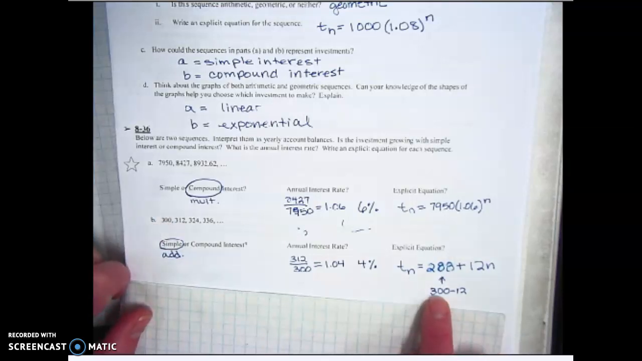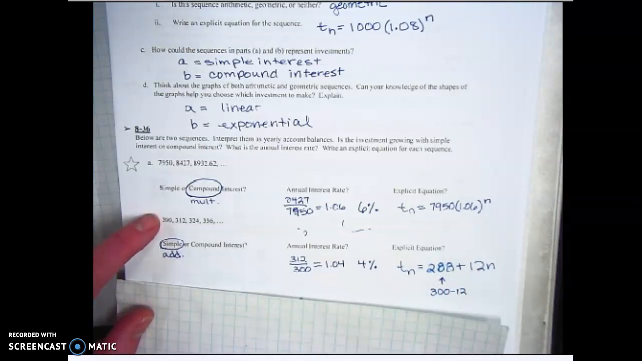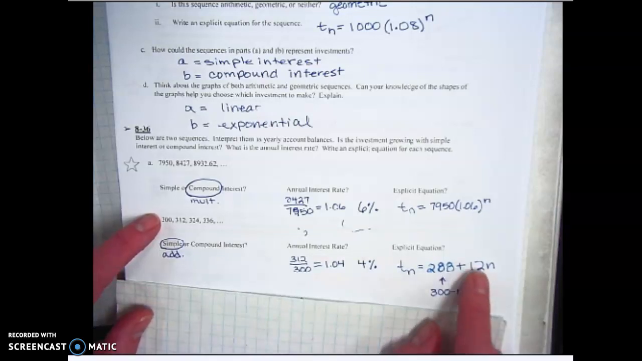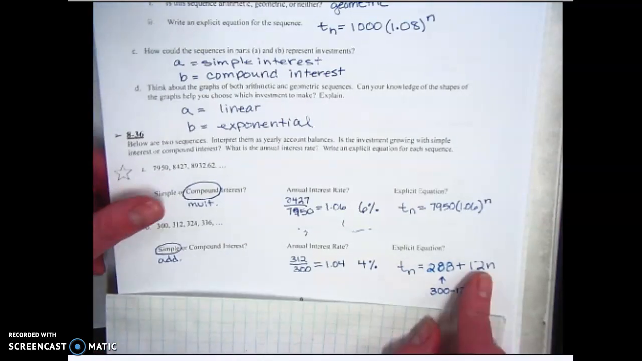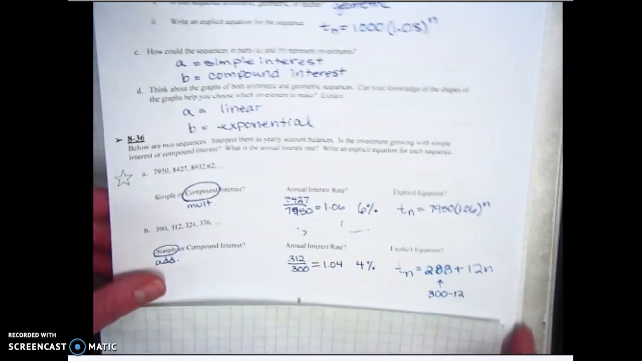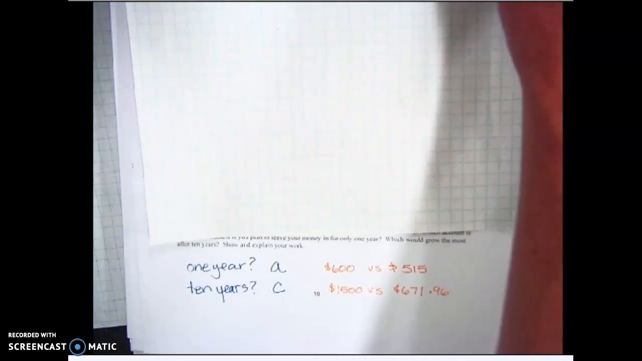By subtracting. We subtract 12 from 300. And that means our zero term, or our starting term, is actually 288. And it's going to go up by 12 each term. Add 12, add 12, add 12, add 12. Okay? All right, I'm going to move this up. If you're still writing, it'll be at the top in just a second.